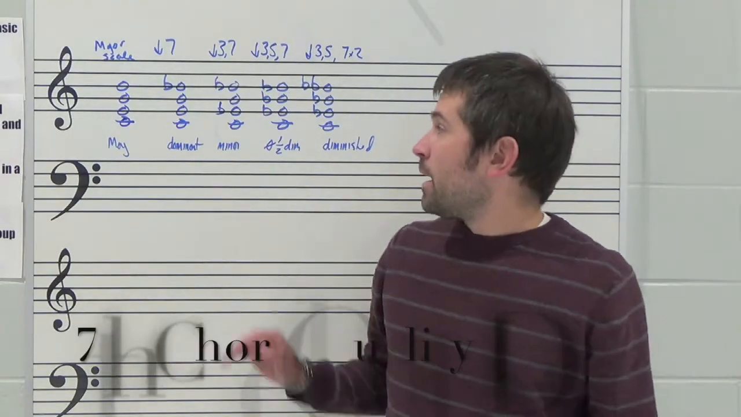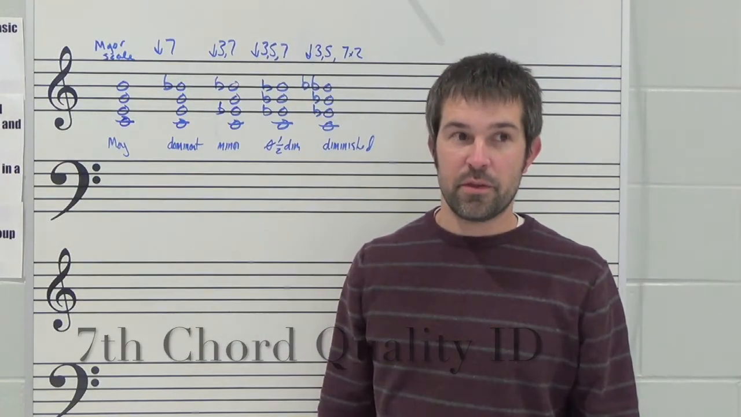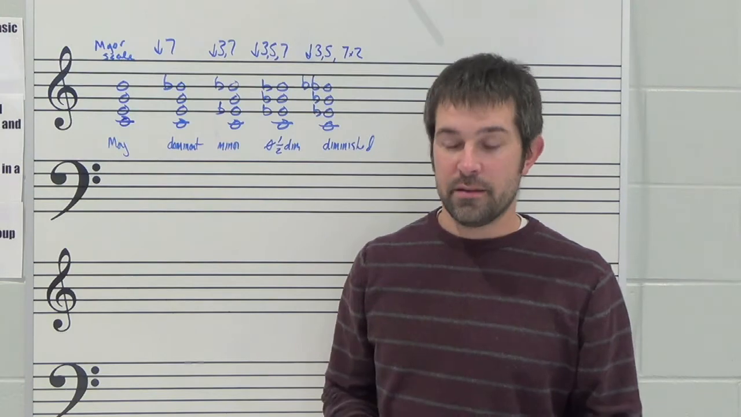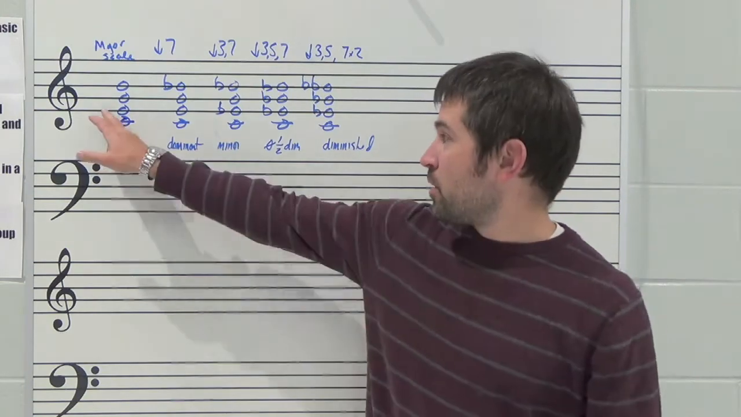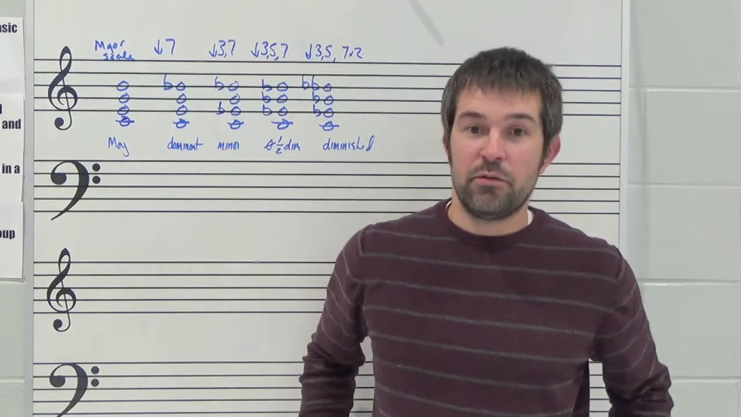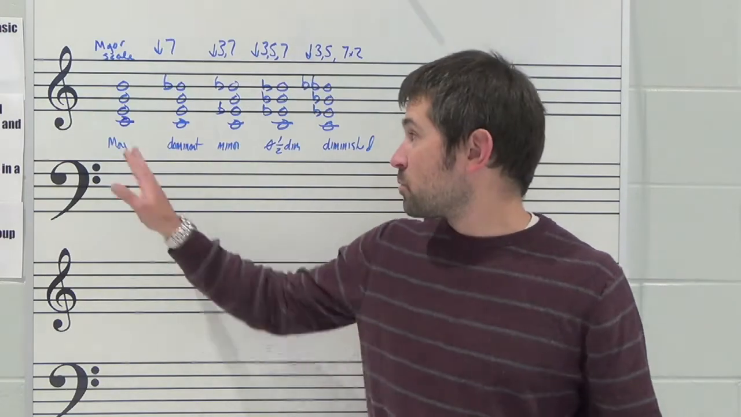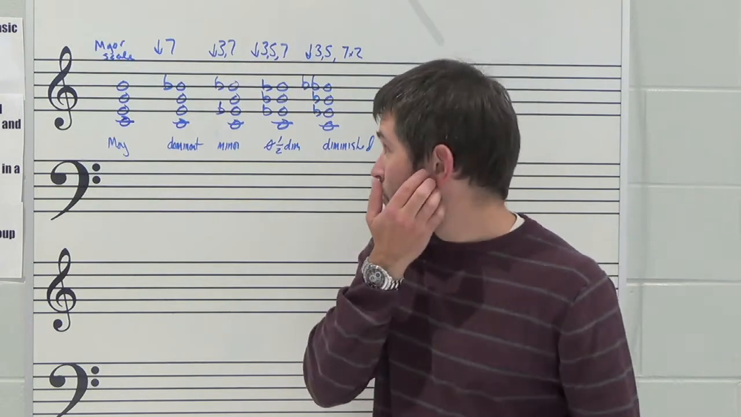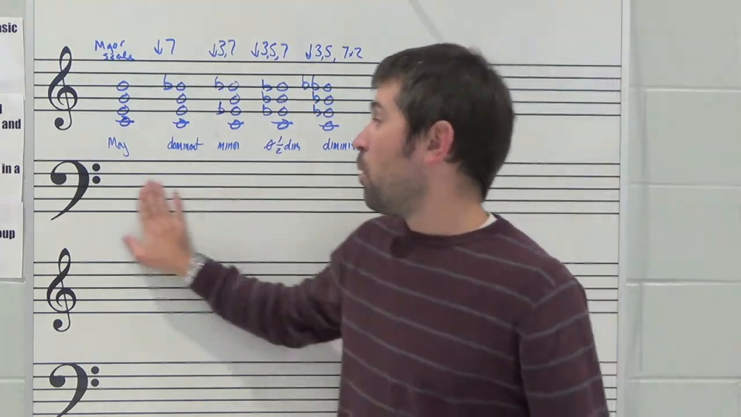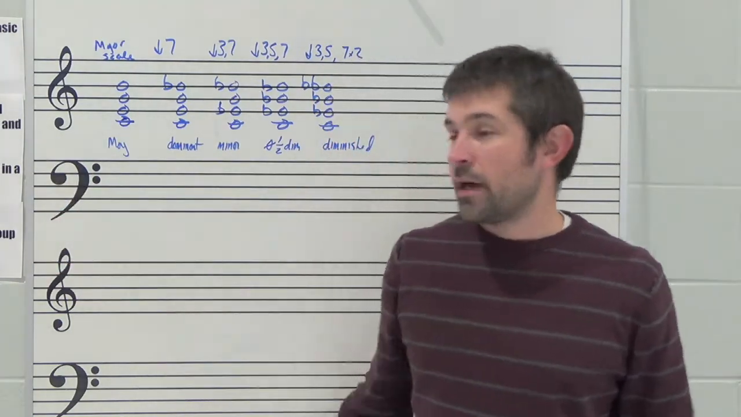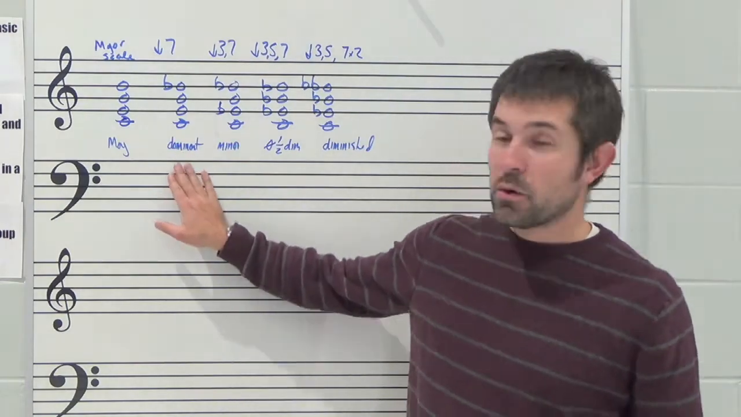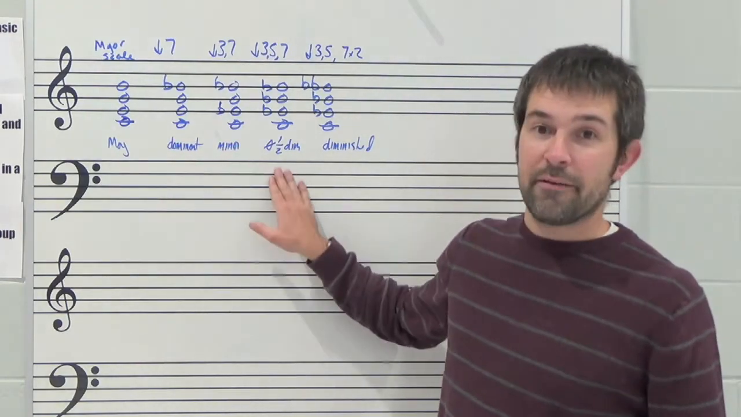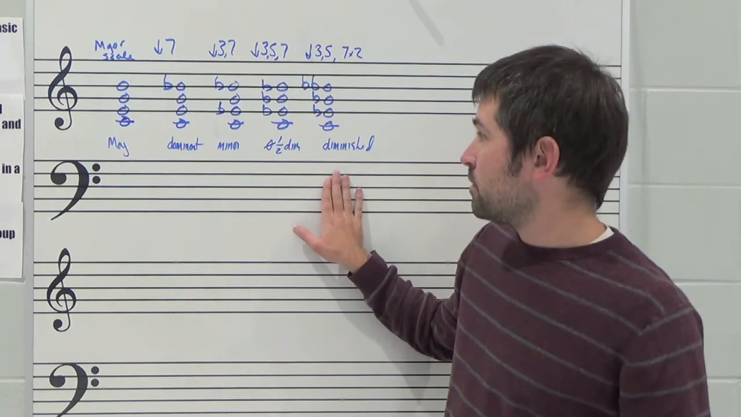Here we're going to figure out how to determine the quality of a seventh chord. Compared to a triad, a seventh chord is a root, a third, a fifth, and a seventh. So if you're analyzing the music and you have four different notes, 1, 3, 5, 7, you have a seventh chord as opposed to a triad. We have a few more qualities: major, dominant or major minor, minor, half diminished, and fully diminished sevenths.